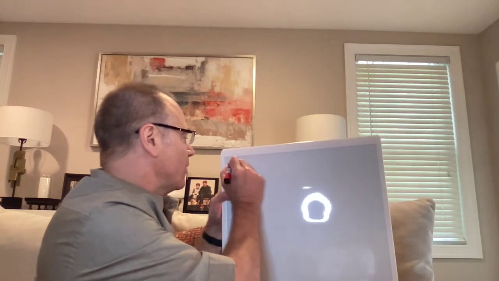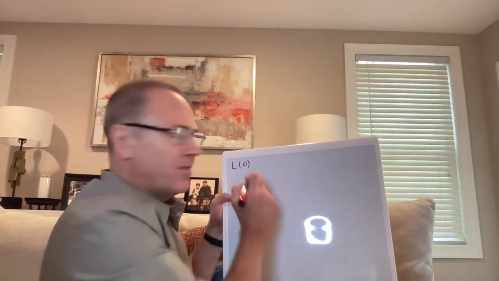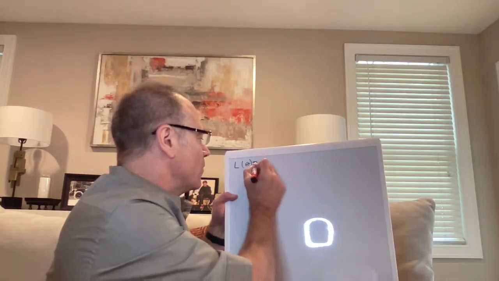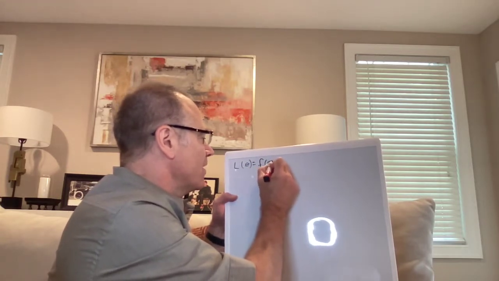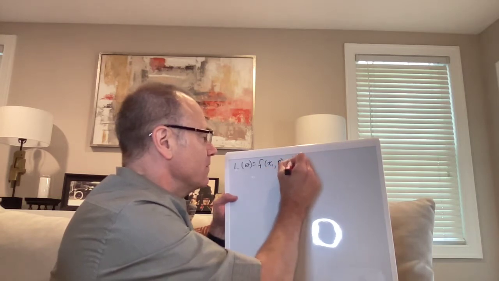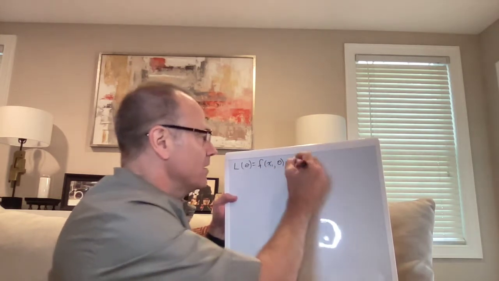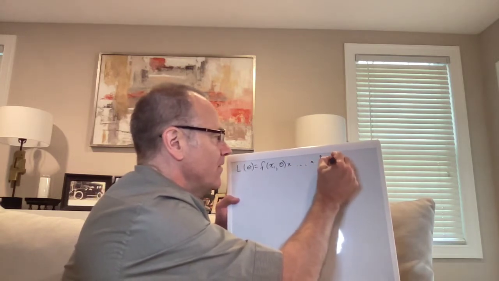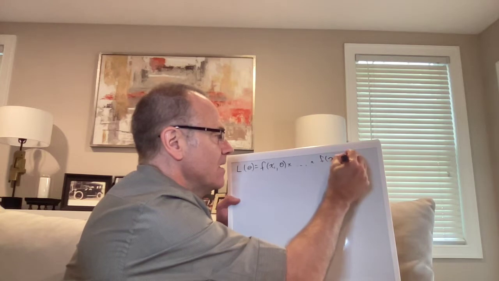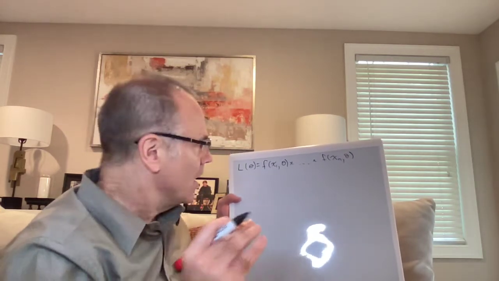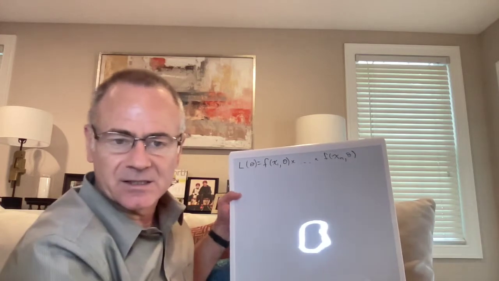Recall that we defined big L of theta equal to f of x1 theta times f of x2 theta, and so on, all the way to f of xn of theta, assuming all the x's are independent.